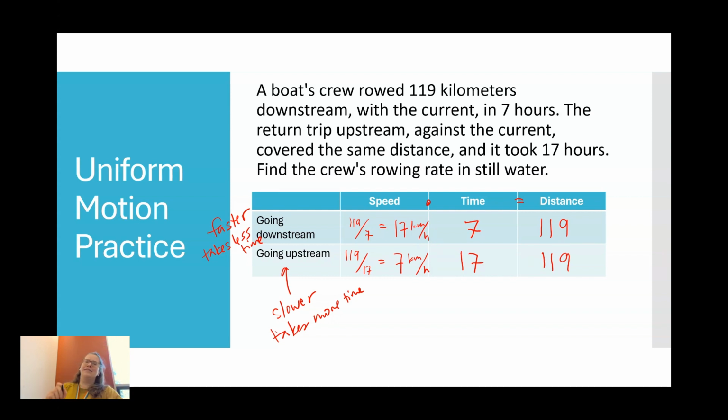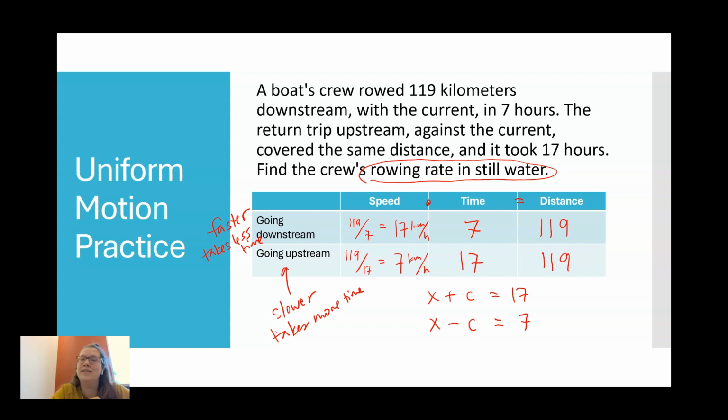the question asks, what is the crew's rowing rate in still water? So what were they doing if there was no current at all? So their rate, I'm just going to call it X today, plus the current, so going faster, was 17. And their rate taking away the current, like the current working against them, was 7. So depending on where you are in your math journey, there's different ways to look at this.